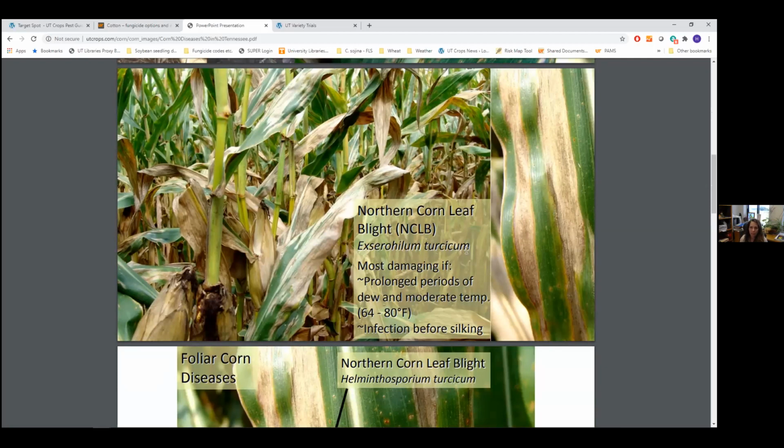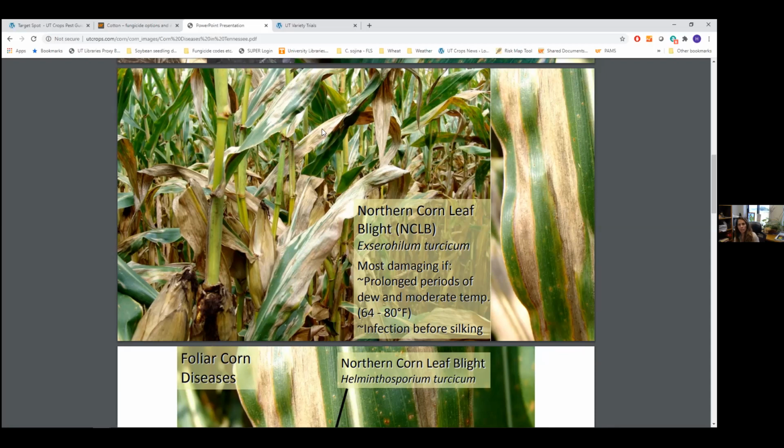Northern corn leaf blight is another one we can get in Tennessee. There's also southern corn leaf blight that can occur in Tennessee. We're kind of right in the middle of those two zones. Southern corn leaf blight can look very similar, but the lesions won't be near as large. It'll be smaller. And again, northern corn leaf blight likes moderate temperatures and, of course, a lot of humidity or moisture, and infection before silking can be most damaging.